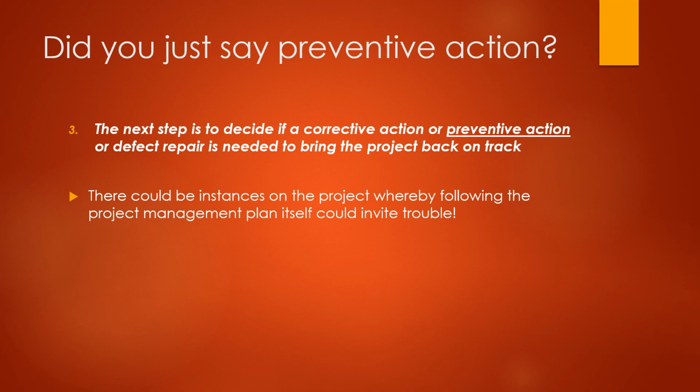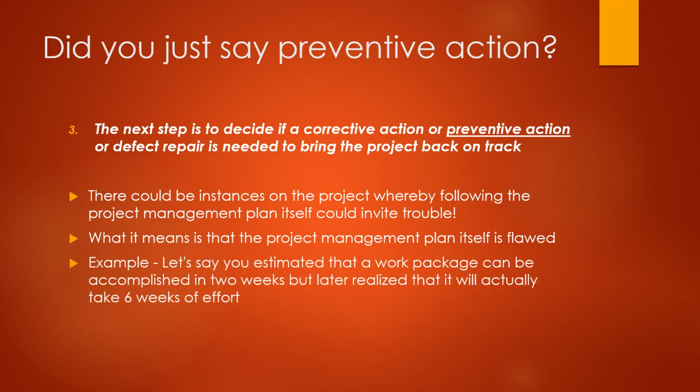So then it is not a corrective action or a defect repair that you're going to do. That is where you will be taking a preventive action for that work package to make sure your project stays on track. We have an example below on this slide as well, so that is going to help you understand it in a clearer fashion. So what it means is that the project management plan itself is flawed. That is what I said.